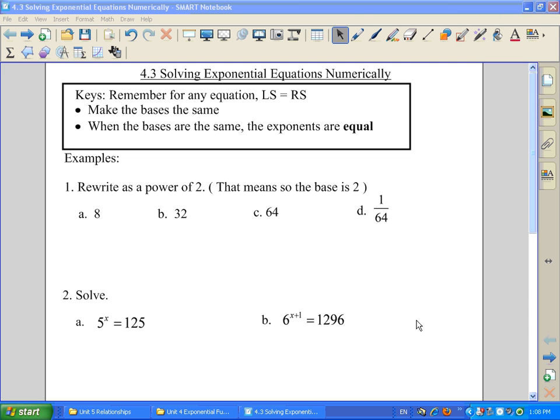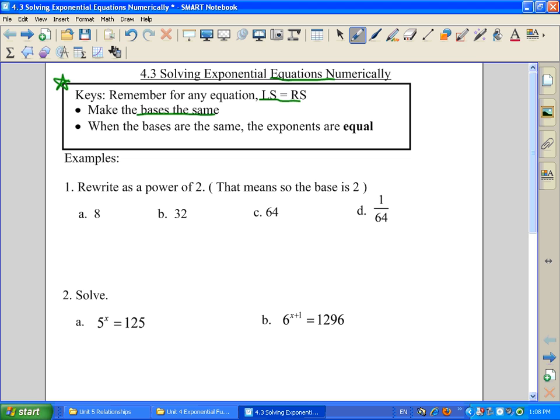So taking a look, the key that we need to remember today is that when we're solving equations, a definition of equation is that the left side equals the right side, right? So remember that when we go to solve today, the key is to get any equation where the left side equals the right side. So all we need to do is make the bases the same, and then when the bases are the same, we just need to make the exponents equal. You'll find this easier when we do some examples together. And we did review this in grade 11, okay?